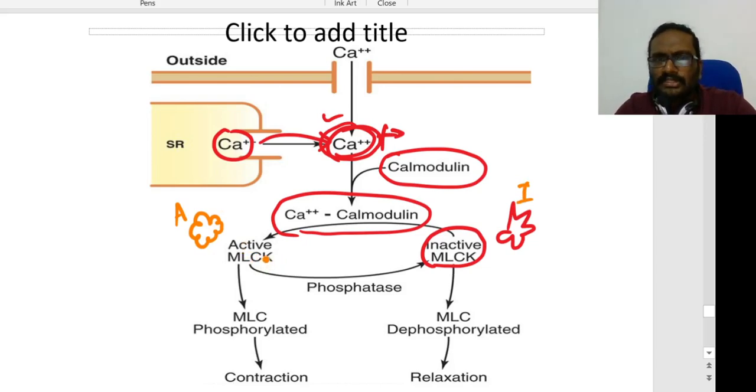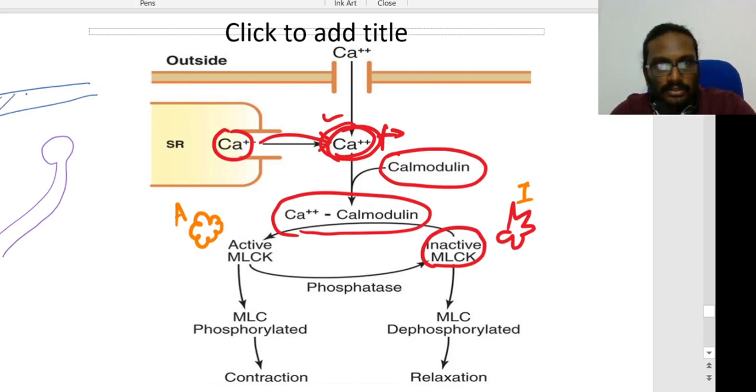And what does this myosin light chain kinase do? The myosin light chain kinase is going to act. What is this I'm drawing? Here is your actin, and here is your myosin. Basically here myosin. Okay, so what does this do? Myosin light chain kinase is going to phosphorylate your myosin.